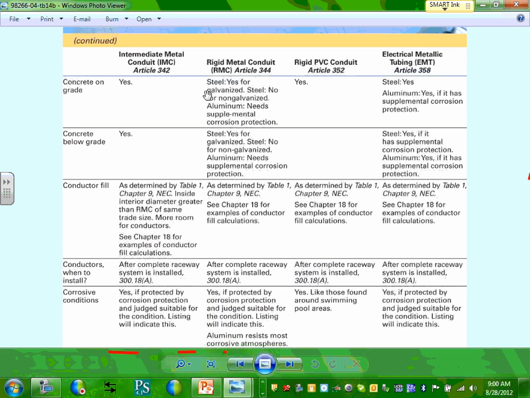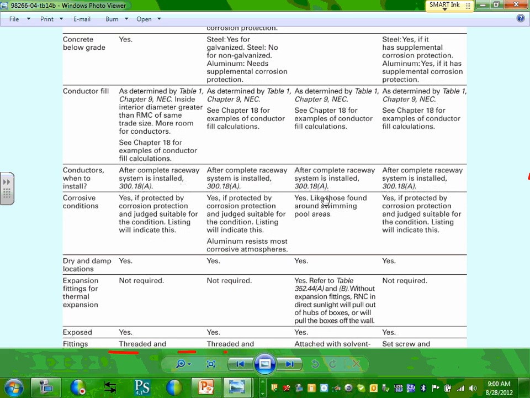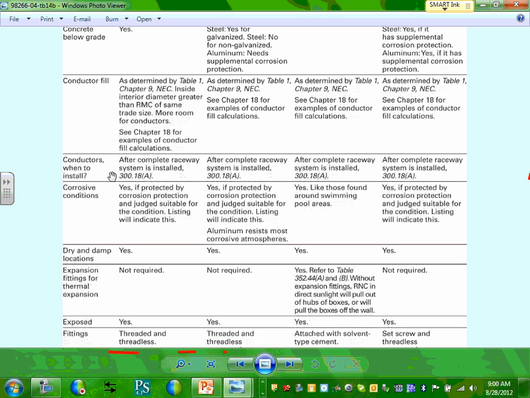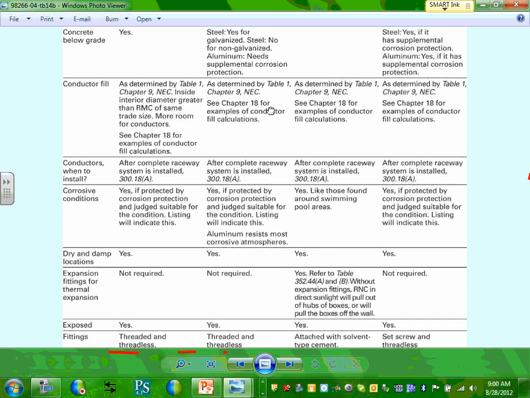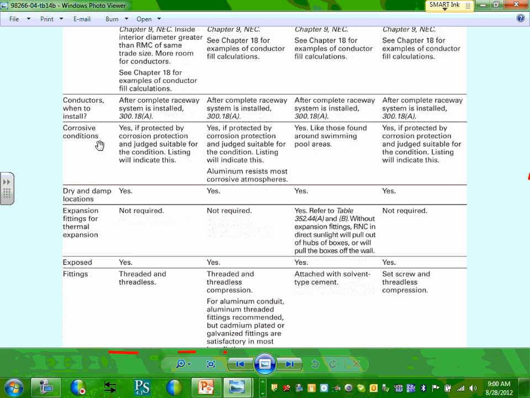Concrete on grade. So these are where all the places. Concrete below grade, yes. Steel, yes, for galvanized steel, no for non-galvanized aluminum. So there is steel. Can I put EMT underground? If it's steel, yes. But it has to be corrosion protected, though. Not a good conduit. Conductors, when installed, after complete raceway, you put your conductors. Number of fill conductors, chapter 9, right? As we all know.